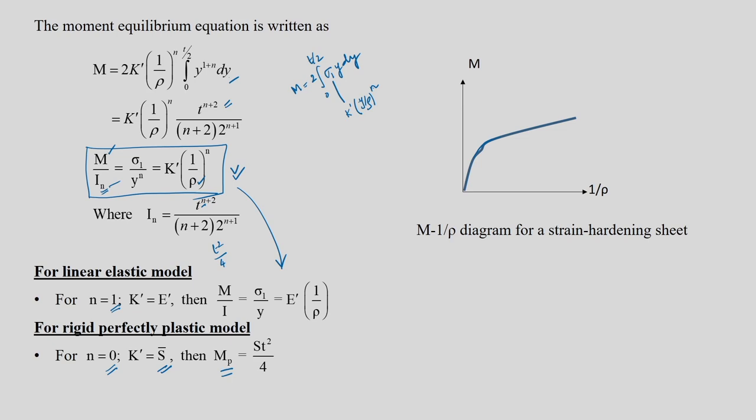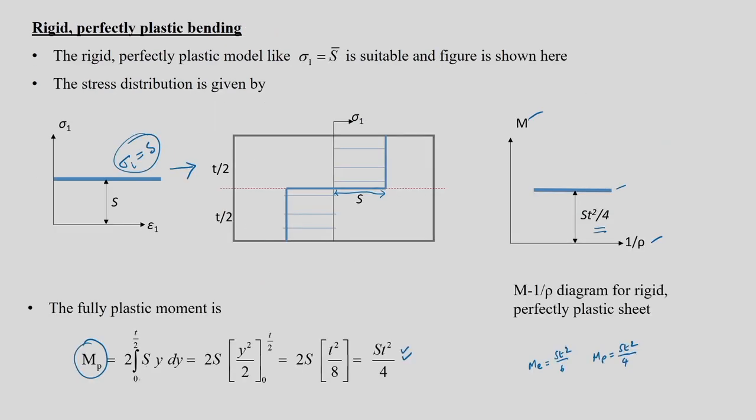So, it is k epsilon power n. With n equal to 0, you can say straight away that your sigma 1 is nothing but k dash, which in this case is S. And it is going to be MP only, because it is a fully plastic moment. And MP can be calculated from the previous equation.